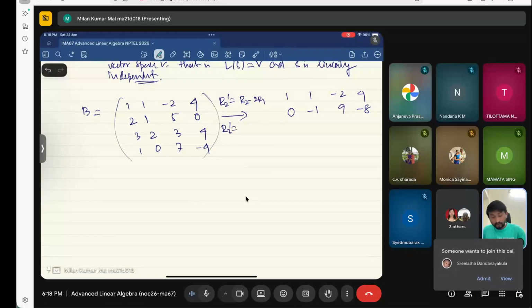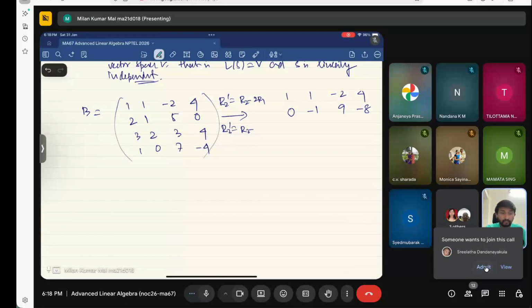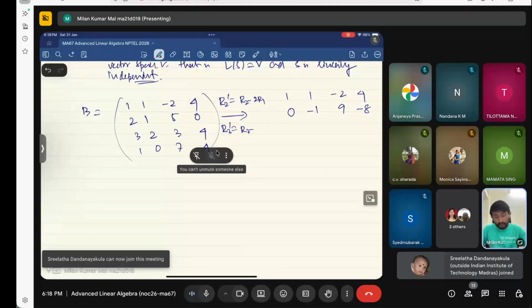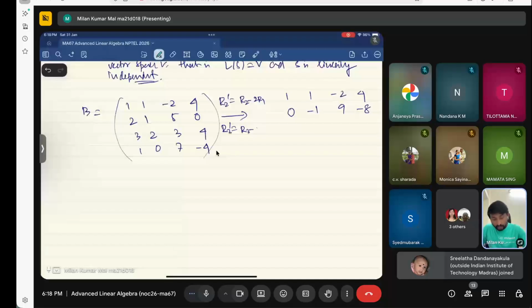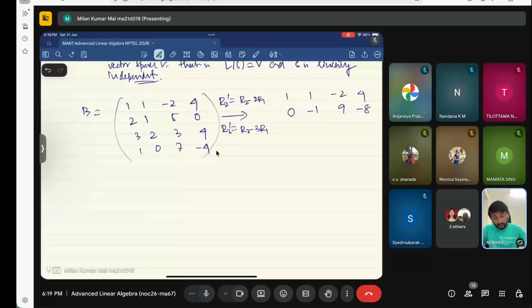Row 3 dash equals row 3 minus 3 row 1. So this will be 0, and 3 row 1 means 3, so that will be minus 1. 3 times 2 will be minus 6, so 3 minus 6 is 9, 12, 4 minus, that is minus 8. Similarly, row 4 dash equals row 4 minus row 1. If you subtract it, it is 0, this will be minus 1, this will be minus 9, this will be minus 8. So this is what it is.